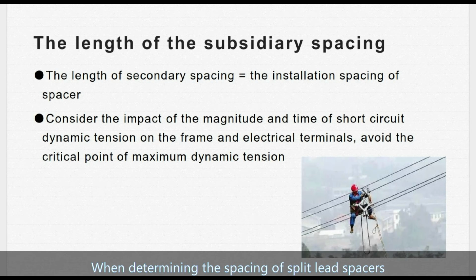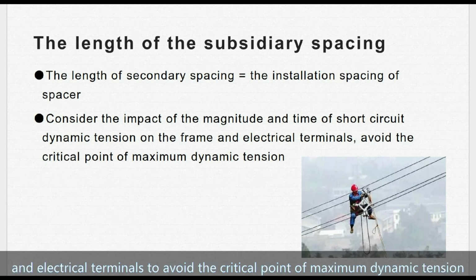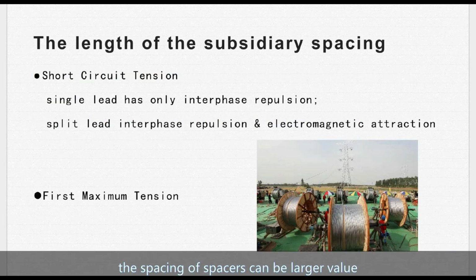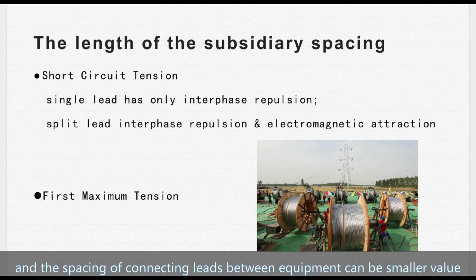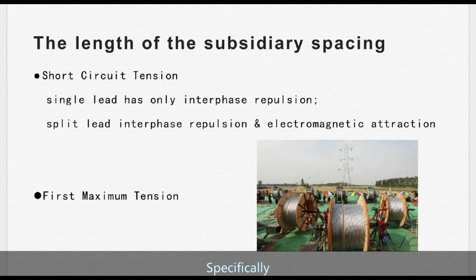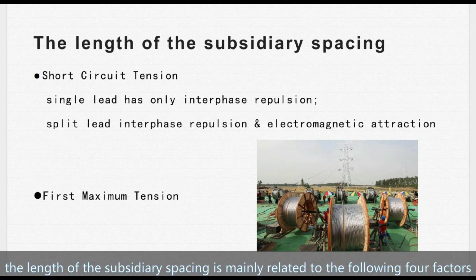When determining the spacing of split-lead spacers, we need to consider the impact of the magnitude and time of short-circuit dynamic tension on the frame and electrical terminals to avoid the critical point of maximum dynamic tension. For overhead leads, the spacing of spacers can be larger value, and the spacing of connecting leads between equipment can be smaller value. Specifically, the length of the subsidiary spacing is mainly related to the following four factors.